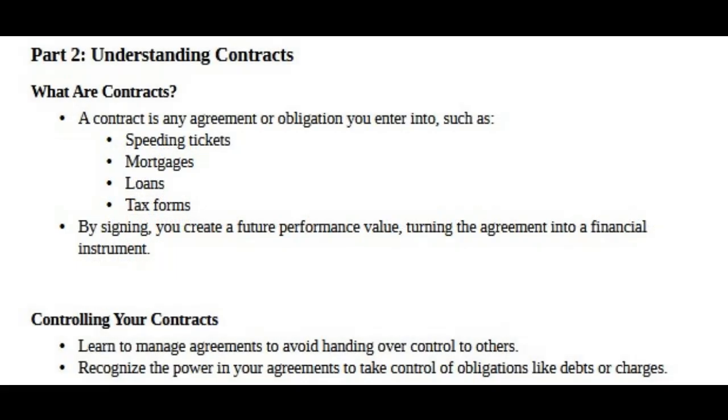Part 2, Understanding Contracts. What are contracts? A contract is any agreement or obligation you enter into, such as speeding tickets, mortgages, loans, tax forms. By signing, you create a future performance value, turning the agreement into a financial instrument. Controlling your contracts: learn to manage agreements to avoid handing over control to others. Recognize the power in your agreements to take control of obligations like debts or charges.